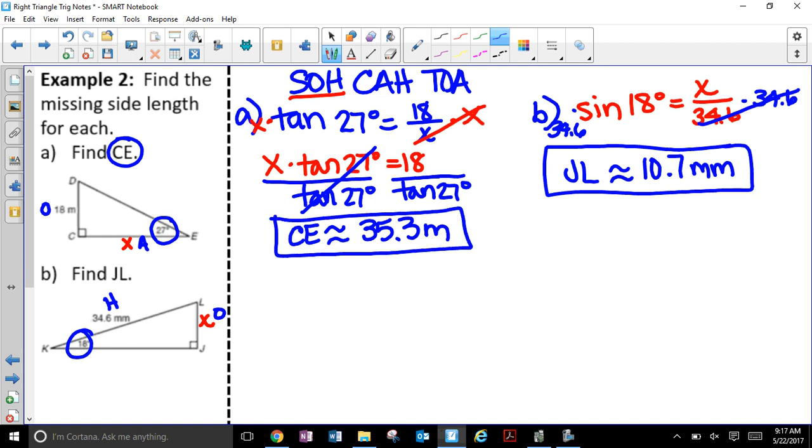Okay. So this is if they want you to find one side length, I would name that side length your variable and then label the sides O, A, and H, which ones you have. Then, based on the two sides that you have or that you're trying to find and what they give you, you find which one of SOHCAHTOA it is, write the equation, then do algebra to solve.